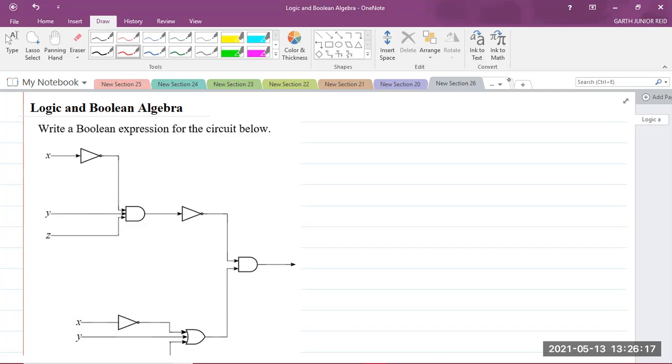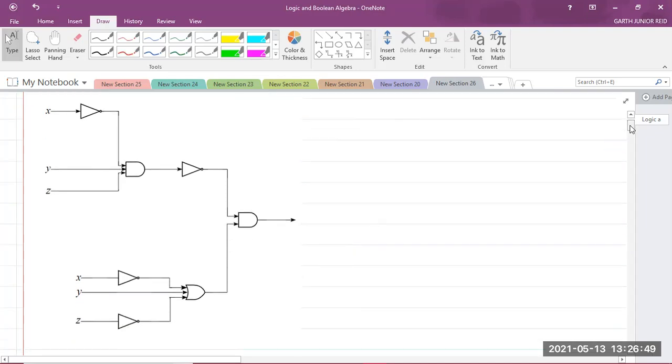Today, we'll be looking at a CAPE Applied Mathematics Unit 2 question under Module 1, which is Discrete Mathematics. And we'll be looking at the Logic and Boolean Algebra section. We'll be focusing on combinatorial circuits. So here we have a question below, which says write a Boolean expression for the circuit below. So let us go right into the question.